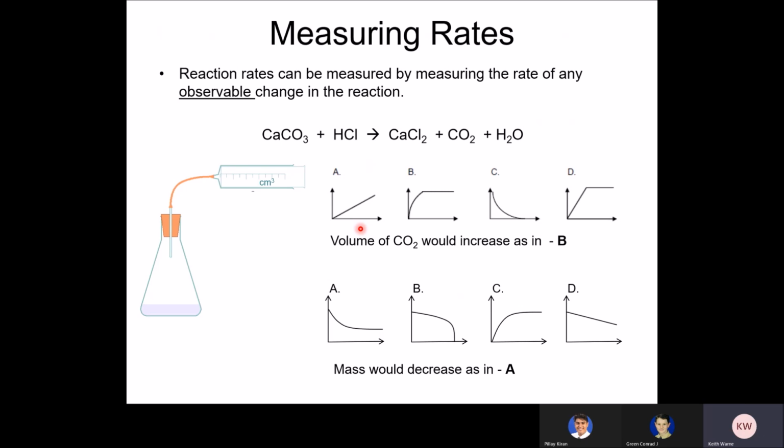It happens fast initially. Why does it happen fast initially? There's lots of collisions because there's high concentrations. But as some of the reactants react and more products are formed, the concentrations drop, so there's less collisions. So the rate of reaction decreases. Now these graphs, the rate of reaction would be the gradient of the graph. How fast the concentration is changing per time. These graphs are supposed to be, this is volume over time, mass over time. And the rate of change would be the gradient of the graph. So you're all happy with that?